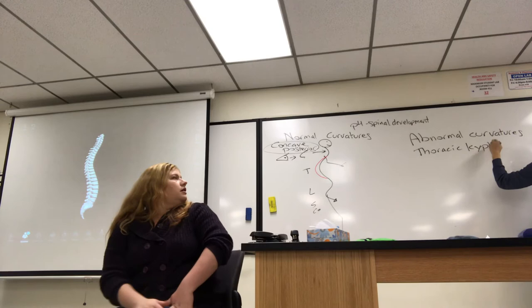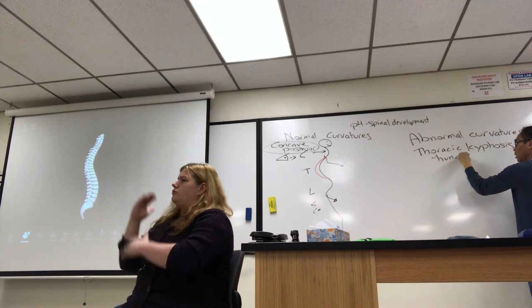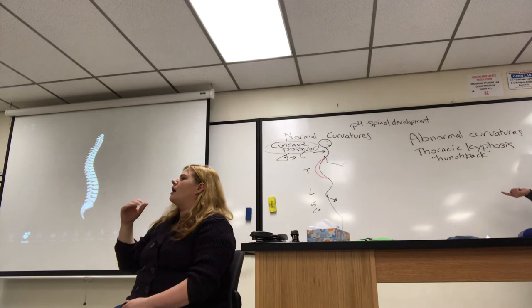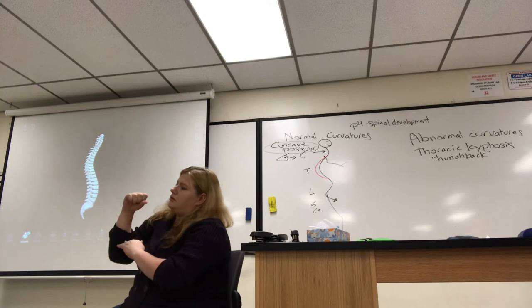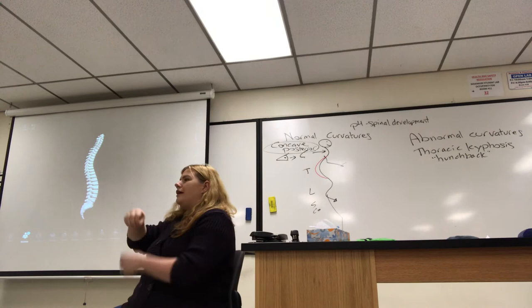Commonly called hunchback. Usually you might see this in a postmenopausal woman. Maybe they have a wedge fracture in that region. Maybe you lose some height and you hunch over a little bit. Basically it's an excessive curvature of the thoracic spine, right?